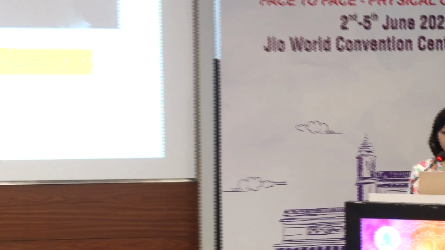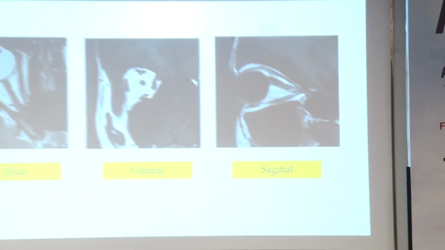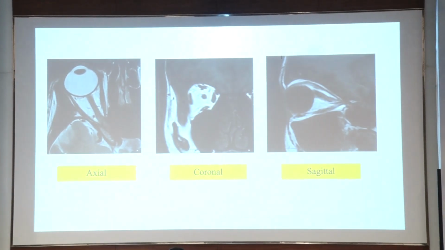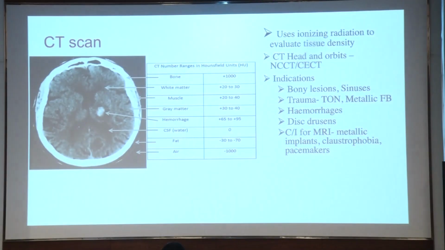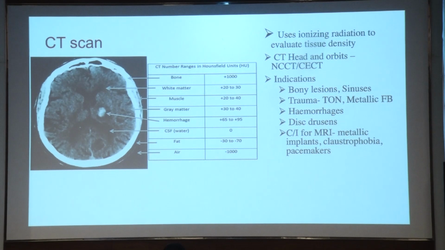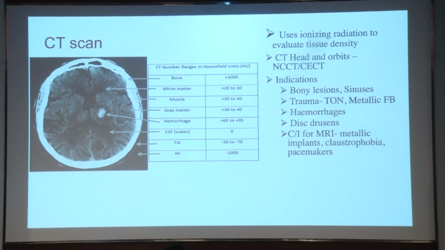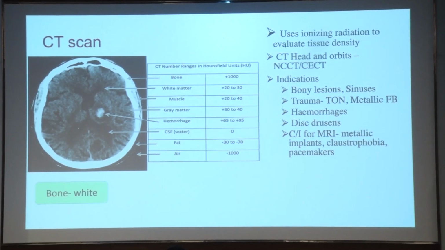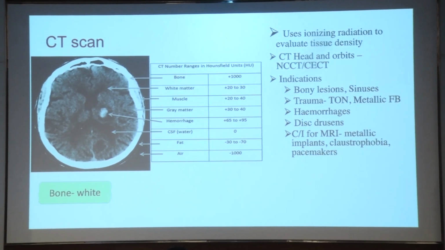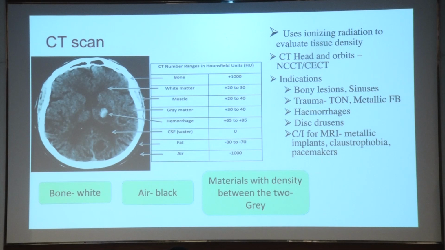Just before we go on to the topic, remember that these imaging scans are provided in 3 sections. One is the axial, when we are looking from above; coronal, where you're looking from the front; and sagittal, where you're looking from the side. Now CT scan uses ionizing radiation to evaluate tissue density. To simplify things, remember that bone has the highest radio density, so it appears white on CT. Air has the lowest, so it appears black, and the rest of the soft tissue has some shades of gray in between.